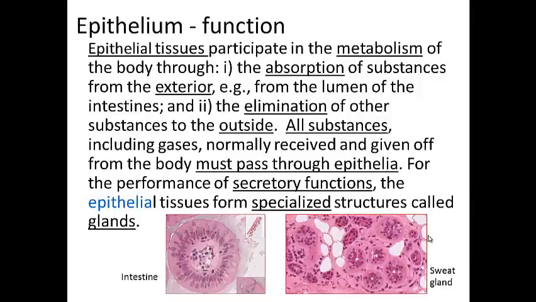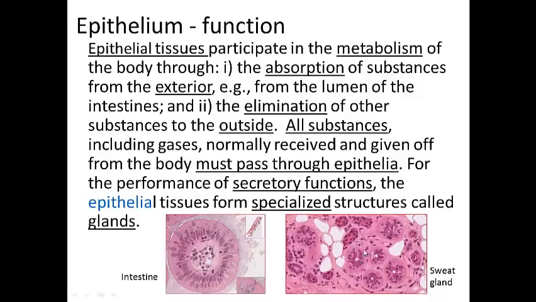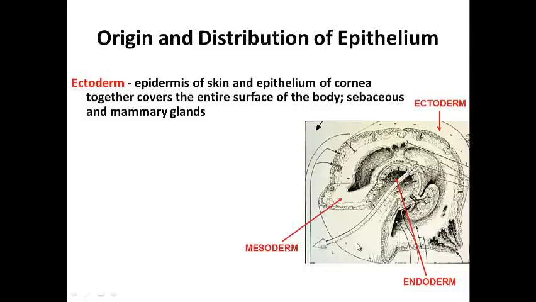For the performance of secretory functions, epithelia are of a certain type, and we call those glands. And here we see some glands. This is the sweat gland here, sweat duct there, and here's an intestinal villus with the cells lining the exterior, goblet cells and absorptive cells. Now the origin of epithelium is from all three germ layers.